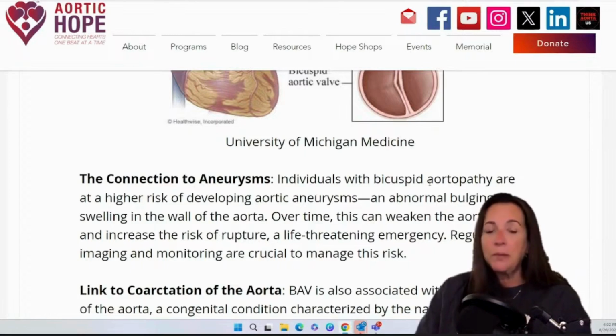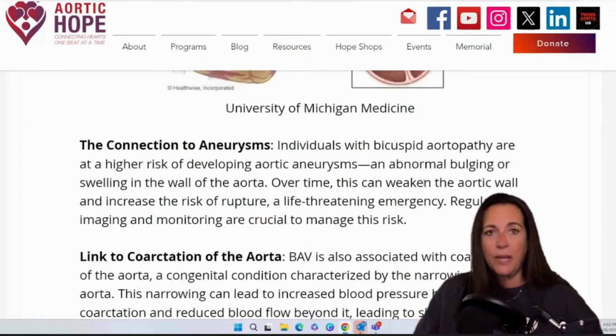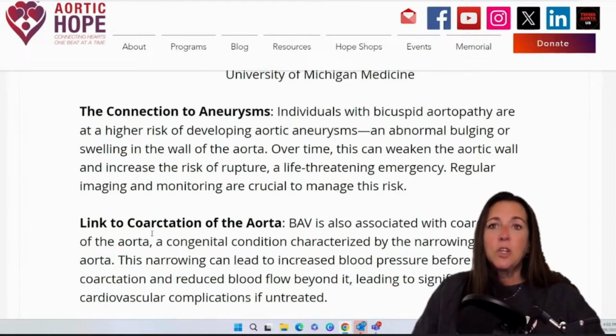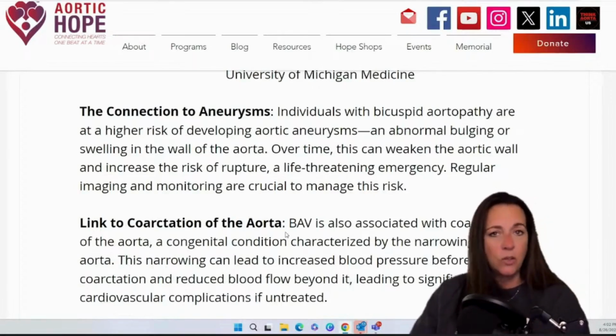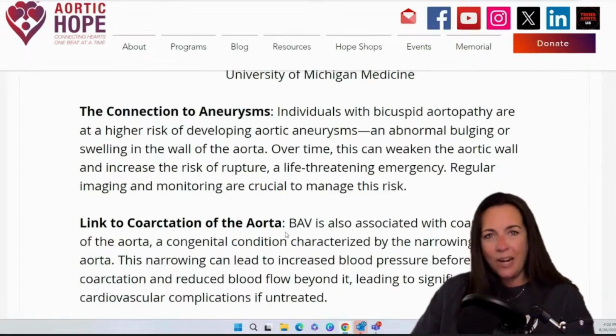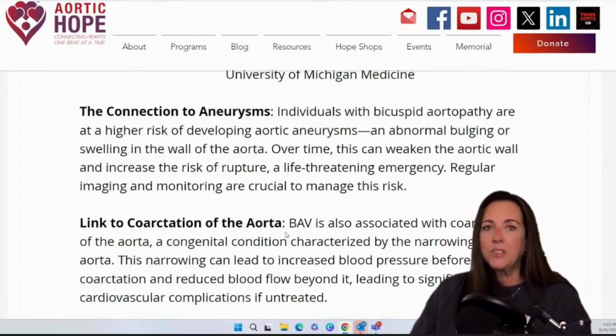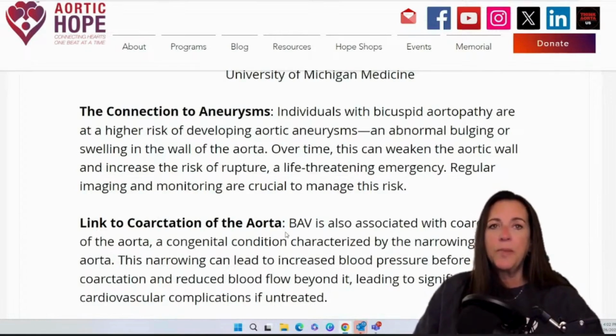But regular imaging and monitoring is pretty crucial to managing the risk. That's pretty normal when you find out you have a bicuspid aortic valve. Next, the link to coarctation of the aorta. Those are big words, so let's figure out what they mean. Bicuspid aortic valve is also associated with coarctation of the aorta, a congenital condition characterized by the narrowing of the aorta. This narrowing can lead to an increase in blood pressure before the coarctation and reduced blood flow beyond it.